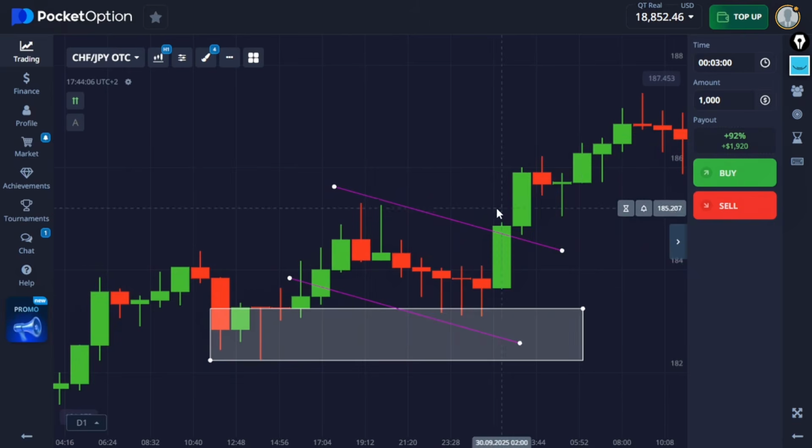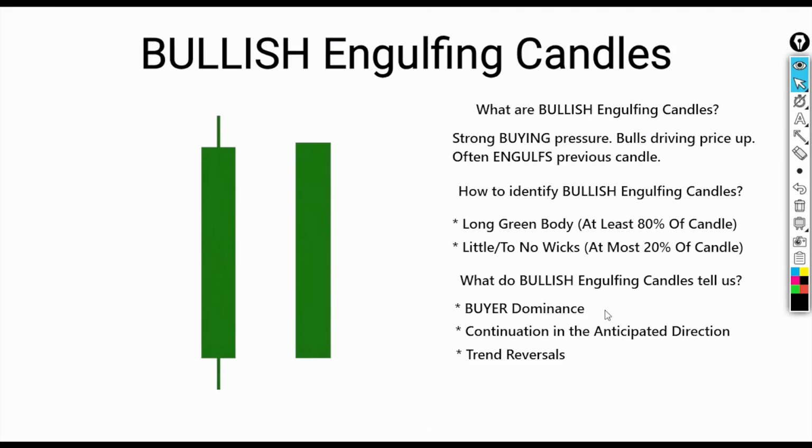Price ended up breaking above this downward channel I marked out with these two pink trend lines. Price also ended up breaking structure right here and continued moving to the upside. Okay, to sum everything up, bullish engulfing candles tell us that there are signs of buyer dominance, continuation in the anticipated direction, and trend reversals. And I reckon that's a wrap for bullish engulfing candles.